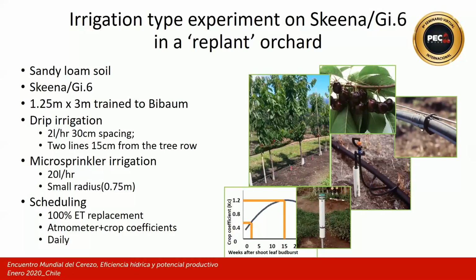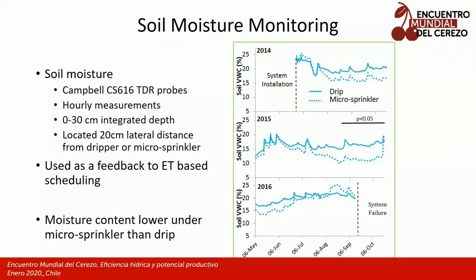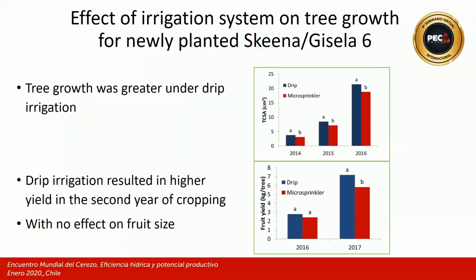Soil moisture was monitored hourly with automated TDR probes over a soil depth of 0 to 30 centimeters. The probes were located at a 20 centimeter lateral distance from the emitter. Soil moisture measurements were used to back up ET-based scheduling. In this case, microsprinkler soil moisture was consistently lower than drip soil moisture. This had consequences for early growth and yield and indicated that in this soil, either more frequent or longer applications of irrigation may have been warranted.